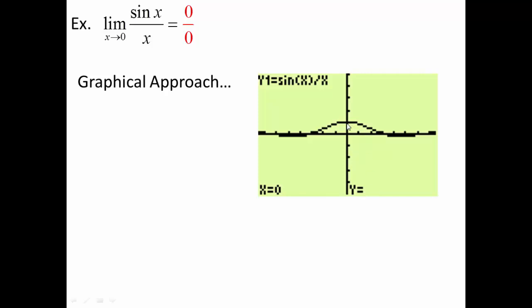But I can still look at the graph and it looks like 1. So I'm going to say that the limit is 1 because it looks like the graph is approaching 1 from either side. The intended height looks like 1. All right, but again, graphical approach is not my only option.